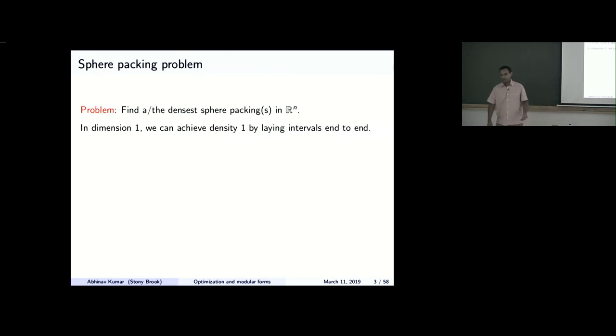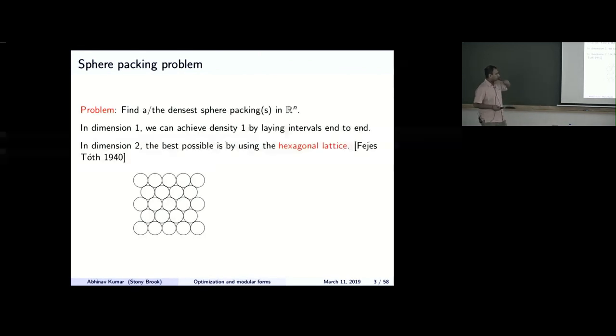Obviously, you can't do better than that, so that's the end of that problem. You can solve it trivially. In dimension 2, it's pretty easy to see what the optimal packing should be. If you put coins in a carrom board, you will see the hexagonal or equilateral triangular arrangement. But proving this takes maybe half a page. It's not completely trivial, but it requires a little bit of thought, and it was only done in 1940. It's not too difficult, but it's much more difficult than dimension 1.